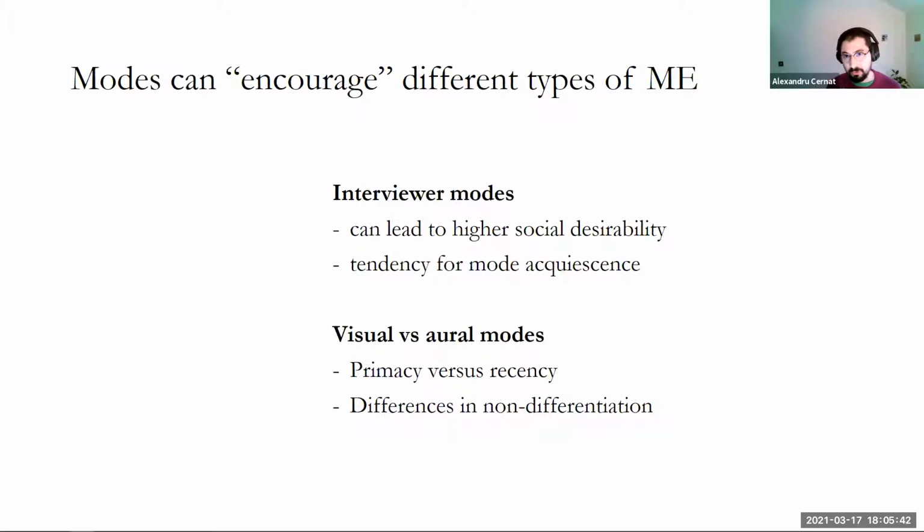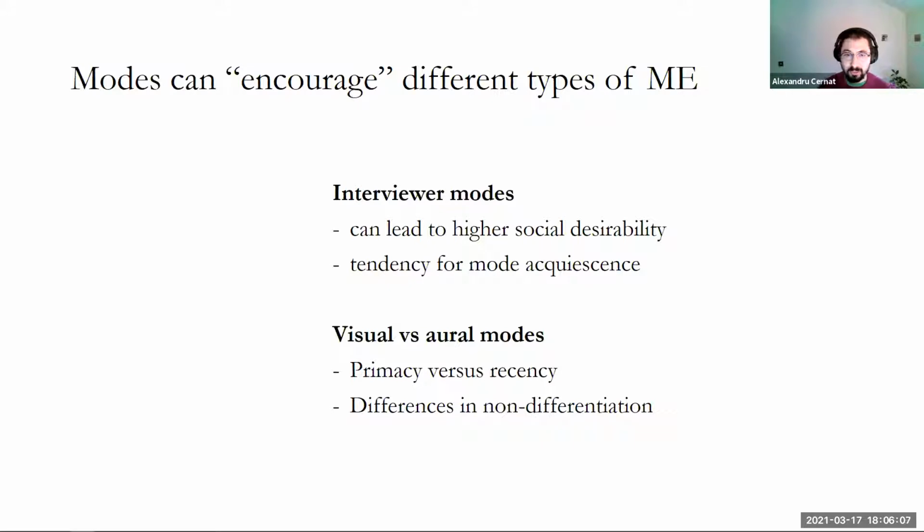So what's the issue? You could say, okay, we're using different modes to do interviews. So what's the problem? Why should we care about this? Well, the issue is that different modes have different characteristics, or they encourage different types of measurement error. None of the modes of interviews are perfect. So even the traditional ones, let's say telephone or face-to-face, would have some type of measurement error.